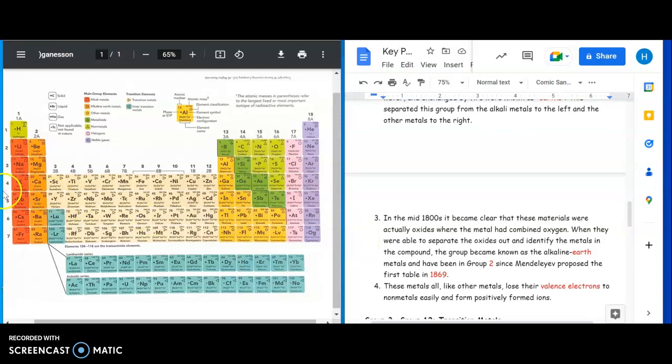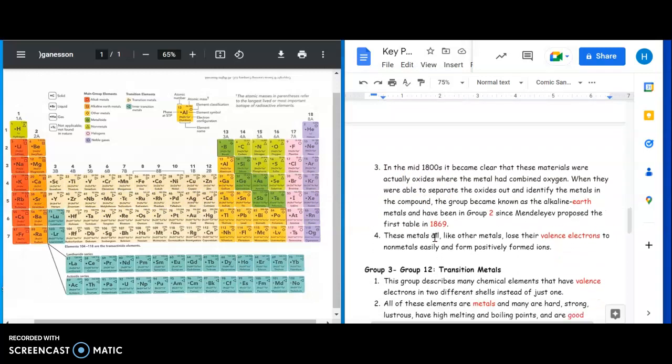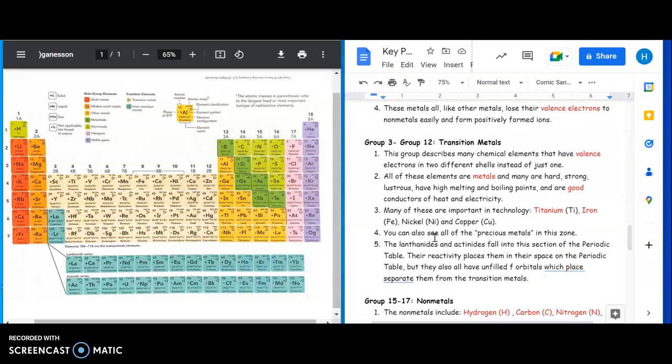These metals, like all metals, lose their valence electrons to nonmetals easily and form positively charged ions. If you think about electricity flowing in metals, it flows because metals do not hold on to their electrons tightly, and that is what allows electricity to flow through the metal and wires.